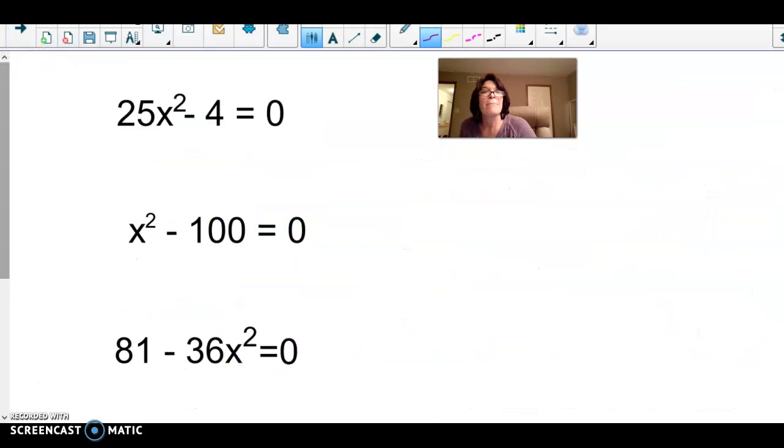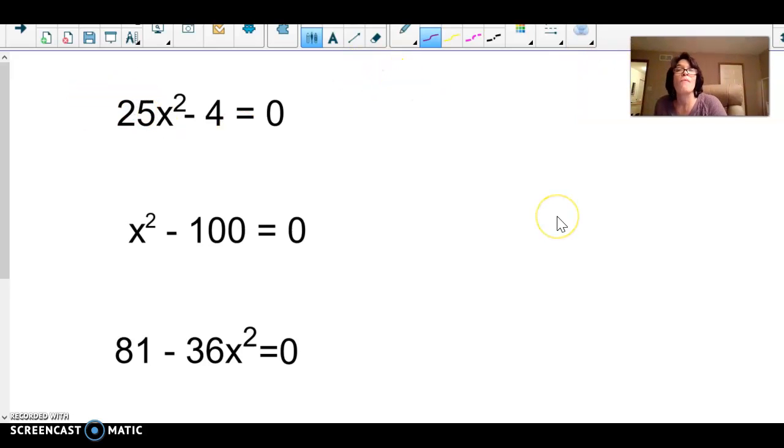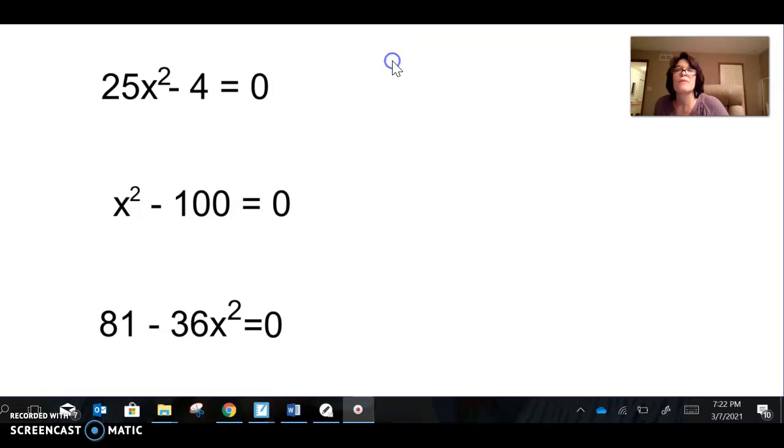Okay, so let's try it. See if you can factor these for me and then solve it. Okay, see if you can factor those and solve it. 25x squared minus 4 equals 0.